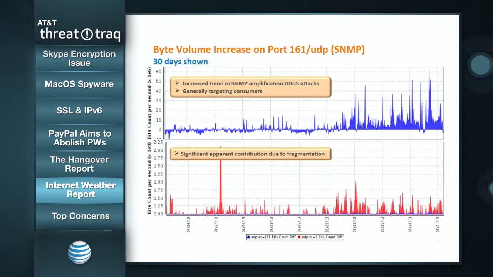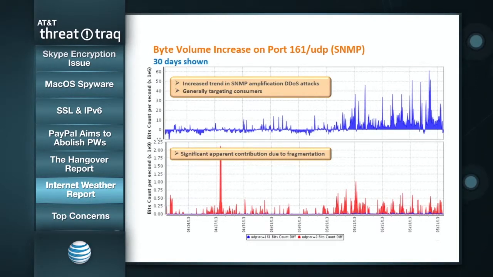Now, I'm showing two graphics here. The first one is showing specifically the source port 161 UDP activity. The second one is adding in evidence of fragmented packets. These are ones that actually show up on port 0. It's difficult to see in the graphic here, but this bottom one is actually a composite of both the 161 as well as the port 0 activity. And you can see that there is a correlation between the larger spikes on the top graph and the bottom graph, particularly in the last couple of weeks here.